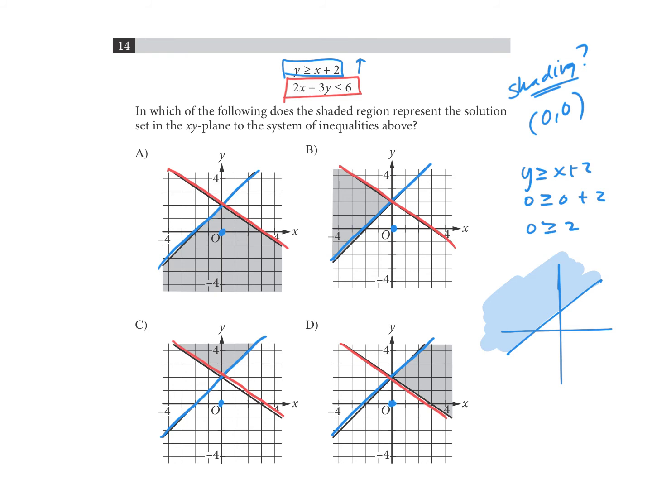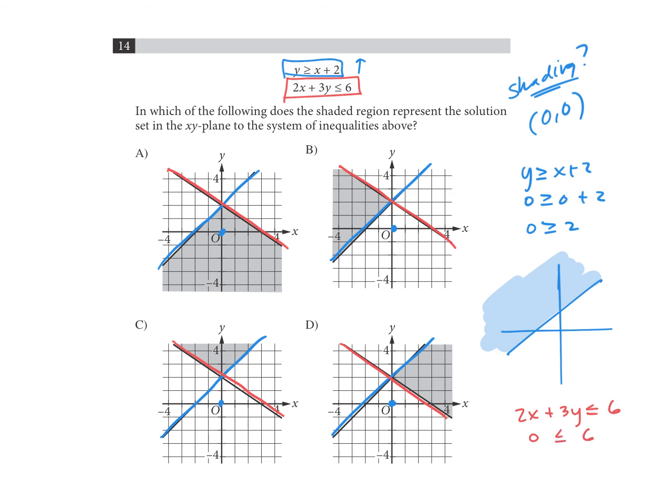I also got 2x plus 3y is less than or equal to 6. I'm going to use (0, 0). And when I plug 0 in on the left side, it's just going to equal 0, which is going to be 0.